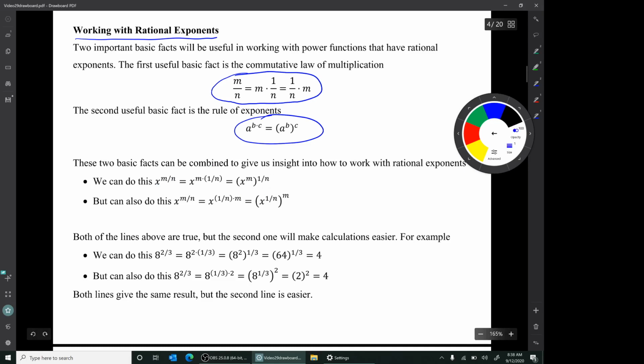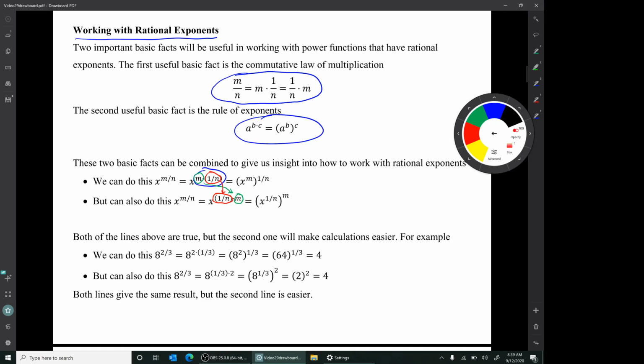Notice that in these exponents, I have an m on the left and a 1 over n on the right. But the commutative property tells me that I can multiply those numbers in either order, so I could write the exponent this way with the 1 over n on the left and the m on the right. So I just change the order of multiplication in the exponents. That's the commutative property of multiplication.